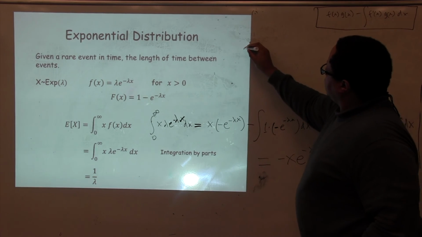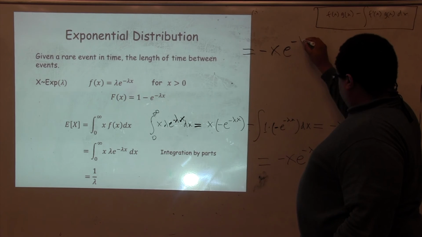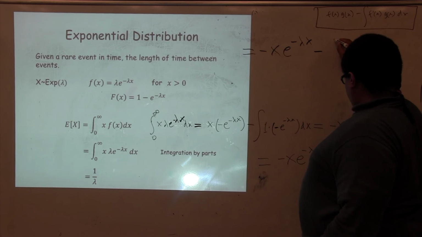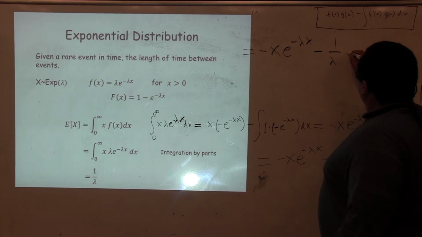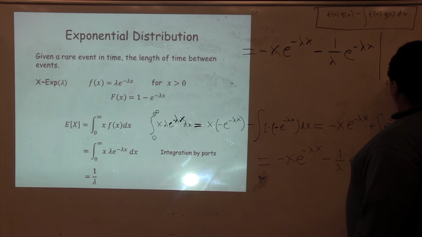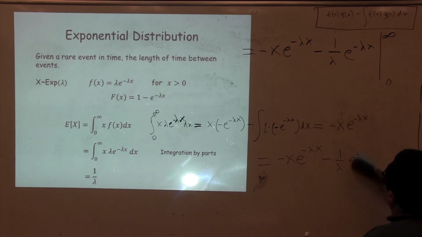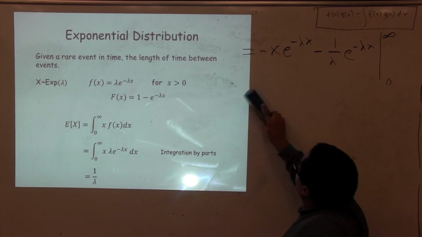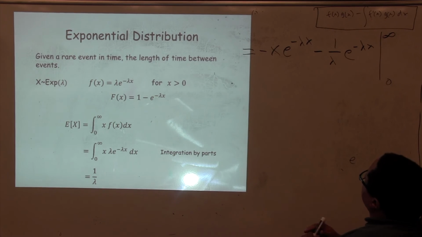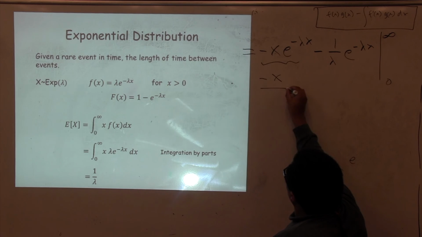let me rewrite it up here so you can see, equal to minus x e to the minus lambda x minus 1 over lambda e to the minus lambda x evaluated at infinity, subtract evaluation at 0. Okay, so let's erase this other stuff, and we'll continue on from the board over here. All right, so if we look at this first term here, that's minus x over e to the lambda x power.